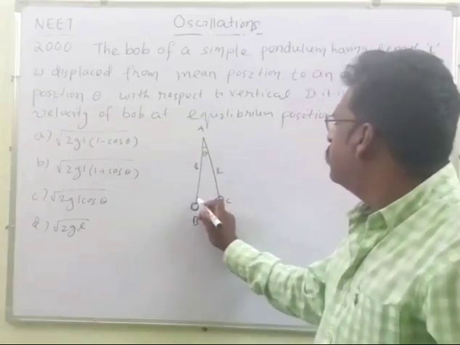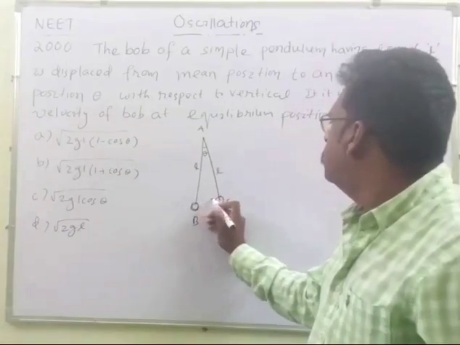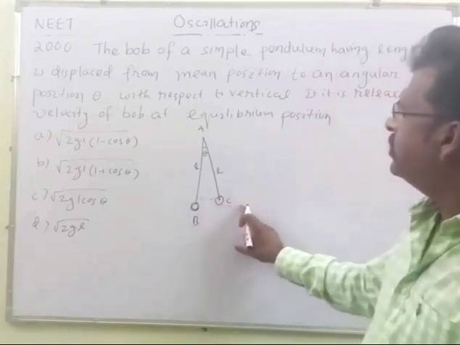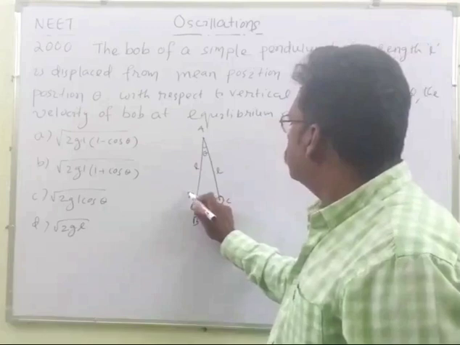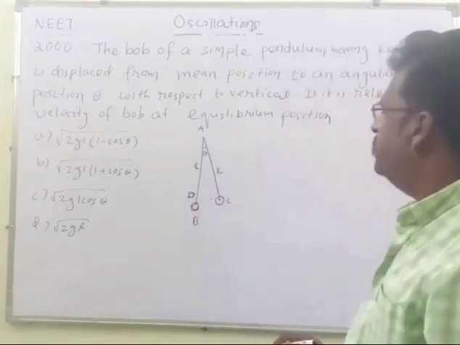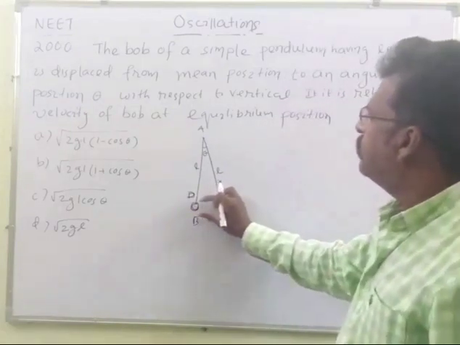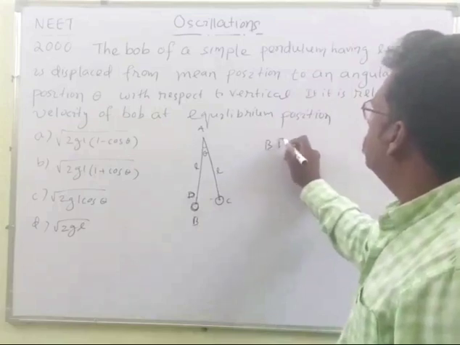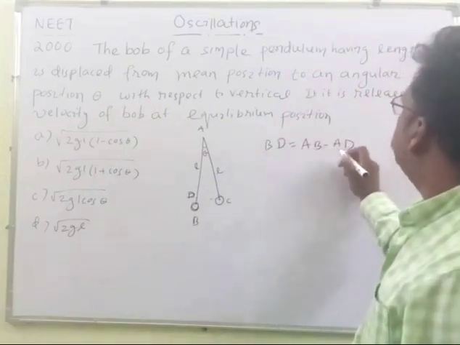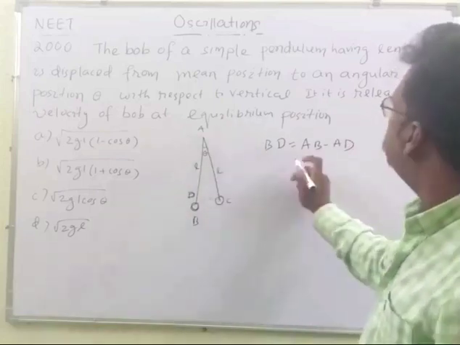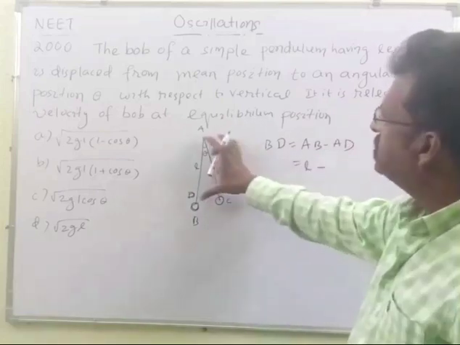Let us name this point as C, and we will draw a perpendicular on AB from the point C. Suppose this is the point D. Then what will be BD, students? BD will be equal to AB minus AD. What is AB? AB is L. And what is AD?